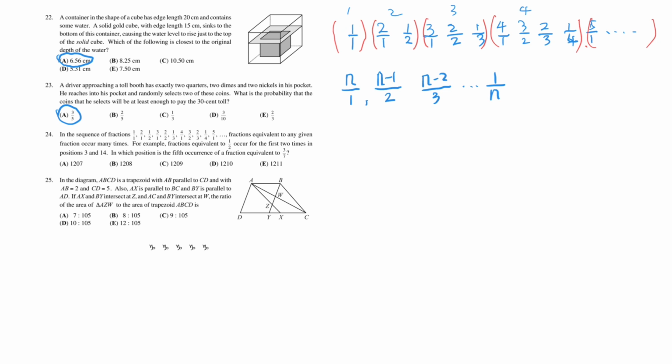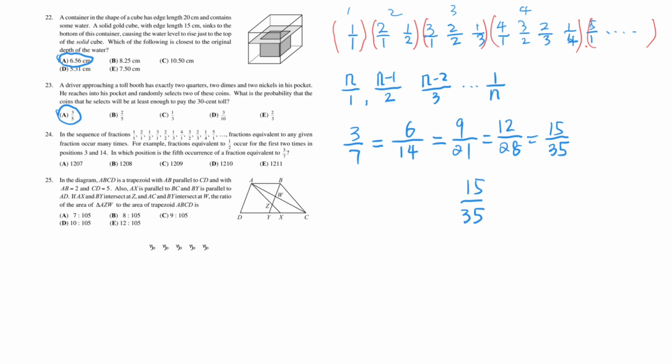Now, 3 over 7 occurs 5 times. So 3 over 7, that's the first one. The second one will show at 6 over 14. The third will be 9 over 21. And the fourth is 12 over 28. And then the last one is 15 over 35. Now they ask at what position. So the last number is 15 over 35.